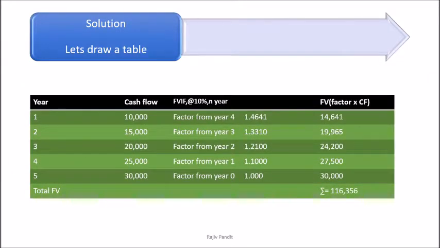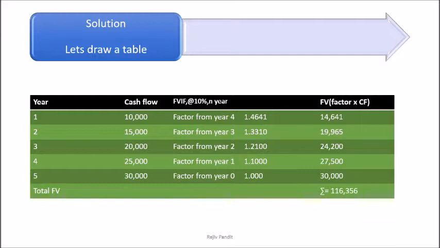Let's draw a table. Here the table shows year, cash flow, FVIF at 10% in different years, and future value. Here the amount in year 1 is 10,000, year 2 is 15,000, year 3 is 20,000, year 4 is 25,000, and year 5 is 30,000.